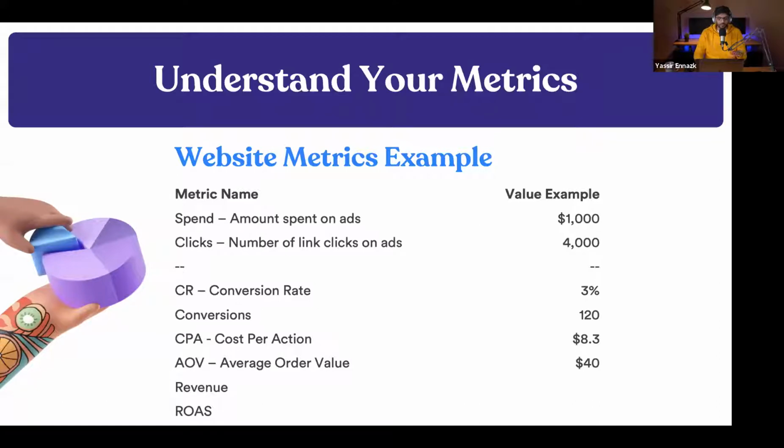And I'm going to show you this in the simulation, and it's going to make more sense. So the revenue is going to be $4,800, and that is the average order value multiplied by the number of conversions we made, which makes up for a return on ad spend of 4.8. Which is a very good return on ad spend for e-commerce.